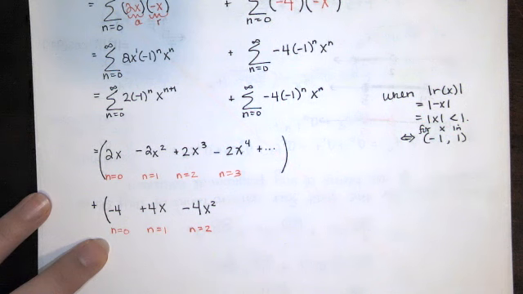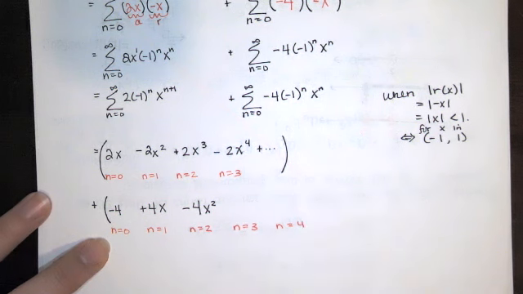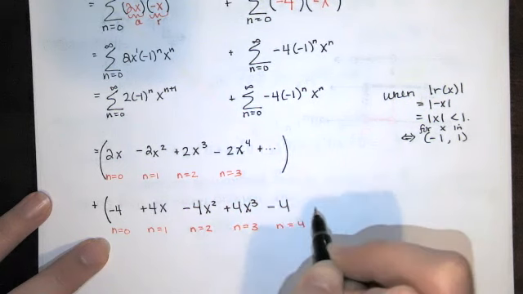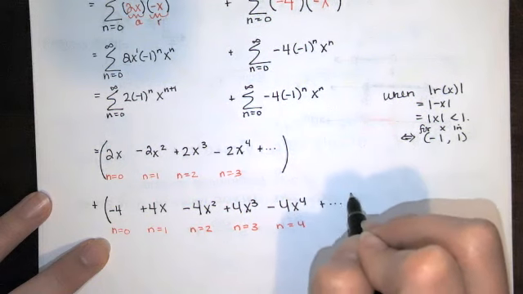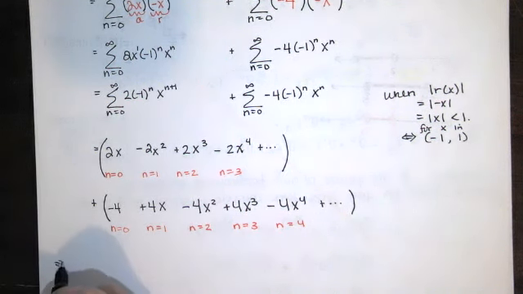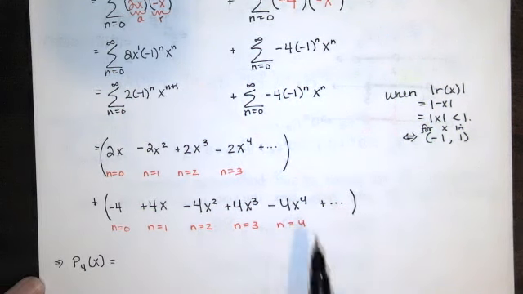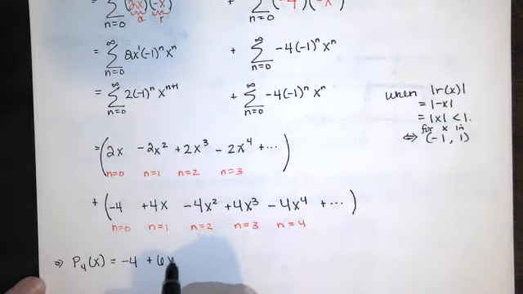And we have to go up to x to the 4th. So we're going to go to n equals 3, n equals 4. When n equals 3, we have positive 4x cubed. When n equals 4, we have a negative 4x to the 4th. The next one would be positive 4x to the 5th. But we're not so interested in that because we want the 4th degree Maclaurin polynomial. So that means we need to keep all of the terms up to the 4th power of x here. So we have a constant term of negative 4, and then 2x and 4x is 6x.